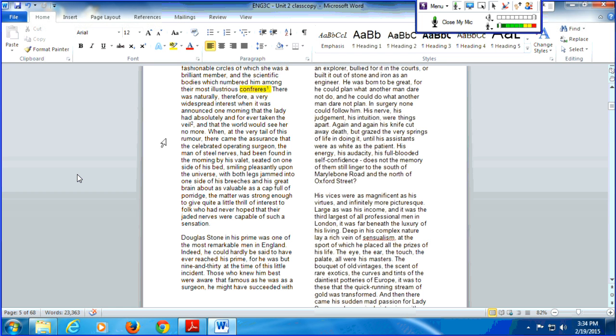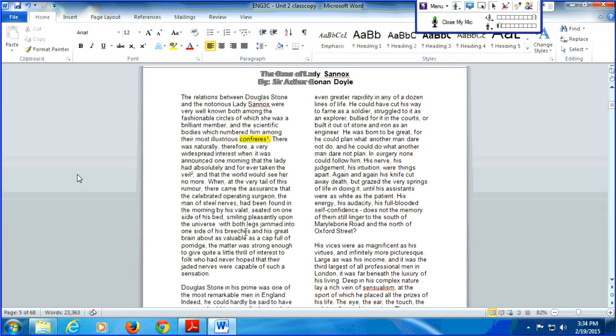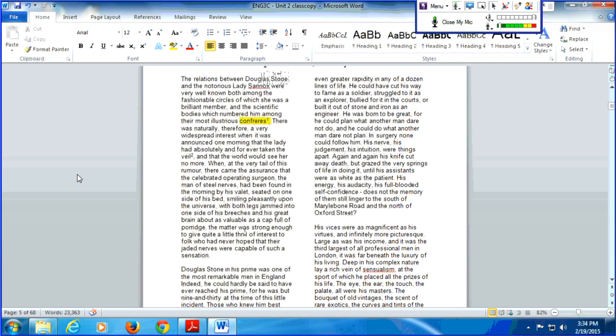Douglas Stone was in his prime, was one of the most remarkable men in England. Indeed, he could hardly have been said to have ever reached his prime, for he was but nine and thirty, he was 39 at the time of this little incident. Those who knew him best were aware that as famous as he was a surgeon, he might have succeeded with even greater rapidity in any of a dozen other lines of life.